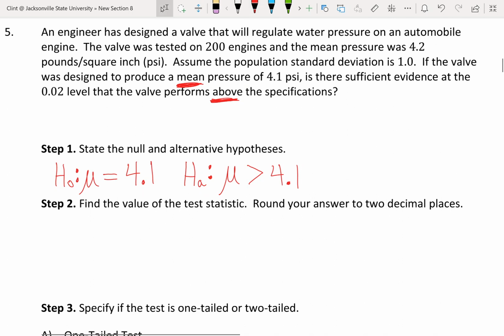Okay. Step 2, just find the value of the test statistic. I will help out on test day. On the test, it will either say find the value of the Z test statistic or value of the T test statistic. I'll help you with figuring out which formula to use. Here, we can figure it out because it gives us population standard deviation. So that means sigma is known. That means we're going to use a Z.